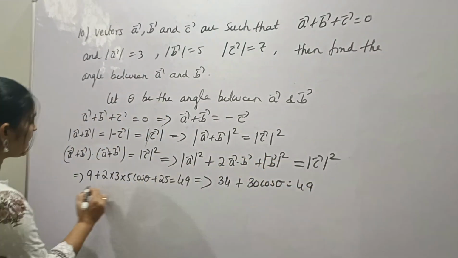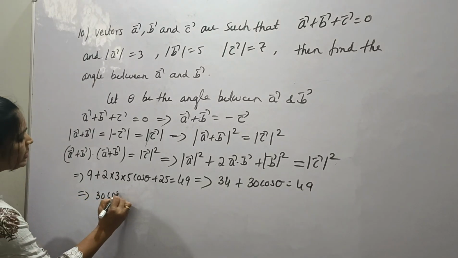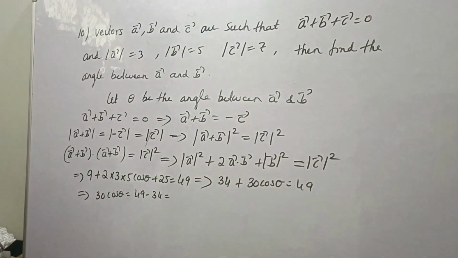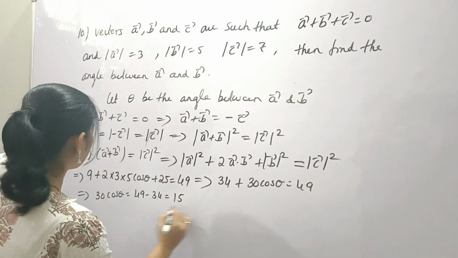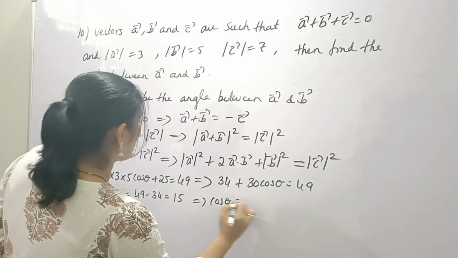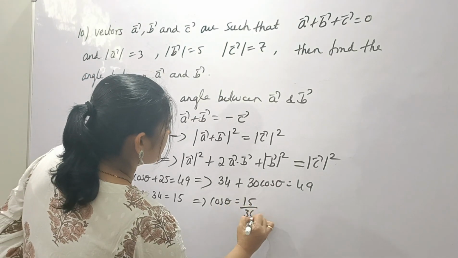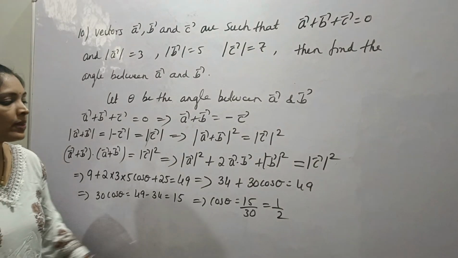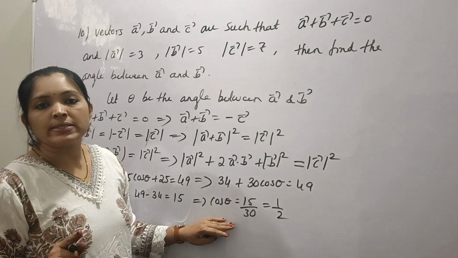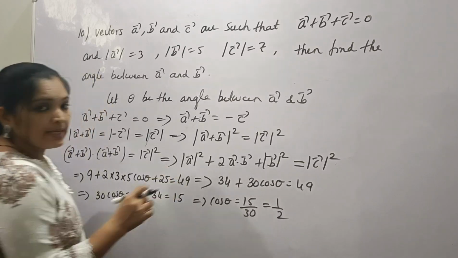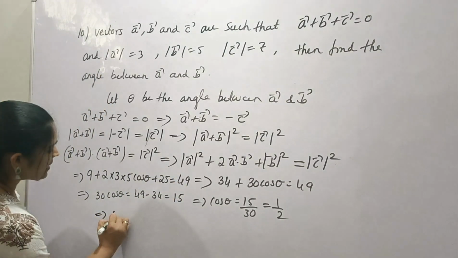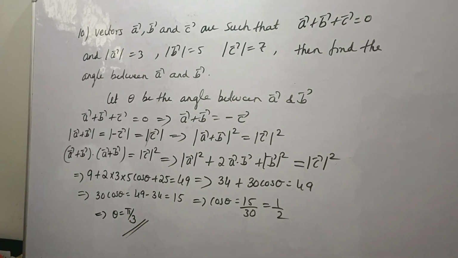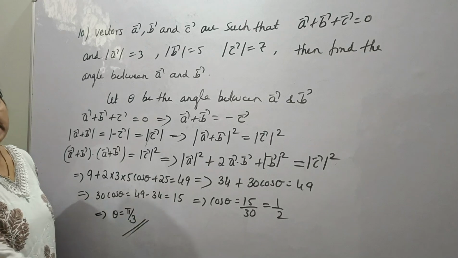Take this 34 to the right side, that implies 30 cos theta is equal to 49 minus 34, that is equal to 15. That implies cos theta is equal to 15 divided by 30, that is equal to 1 by 2. Cos theta is equal to 1 by 2. Then what is theta? When cos theta is 1 by 2, cos 60 is 1 by 2, right? That is pi by 3. That implies theta is equal to pi by 3. Therefore, angle between vector A and vector B is pi by 3, that is 60 degree.